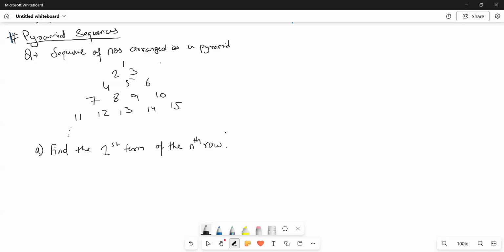Sir, n square minus n plus 2 by 2. Let's see. So for the first part, if you look at all the first terms, they are like 1, 2, 4, 7, 11, 16. These would be the various first terms that we have. Can anyone identify a pattern between them? Increasing. So differences are in AP. Good. This is a difference series of AP.